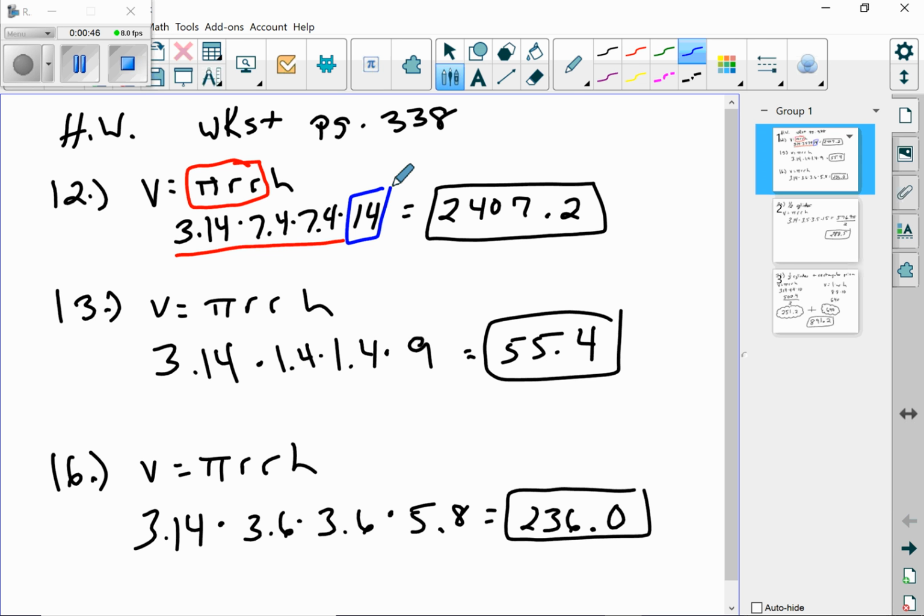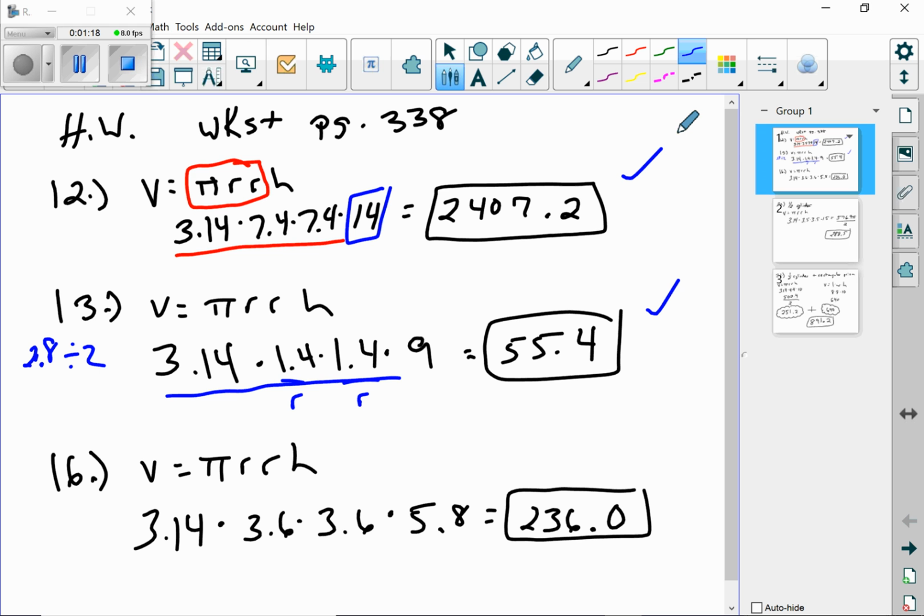Number 13. One thing you have to do on 13 is that they give you a diameter number. They said that the diameter is 2.8. That's a 2.8 right there. So the first thing I did is divide that by 2, and it gave me 1.4 for the radius of the circle. So this is a circle, pi times r times 9. Again, 9 is the height of the cylinder. That's the distance between the circles. Multiply it together, you get 55.4.